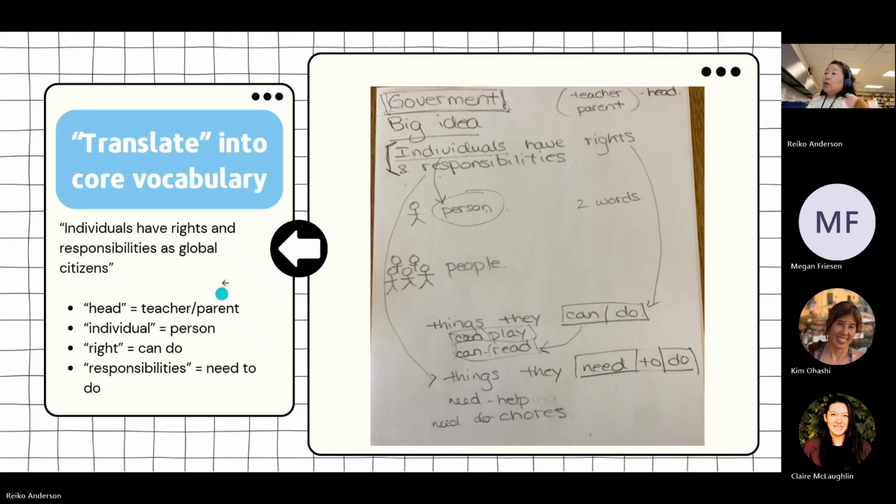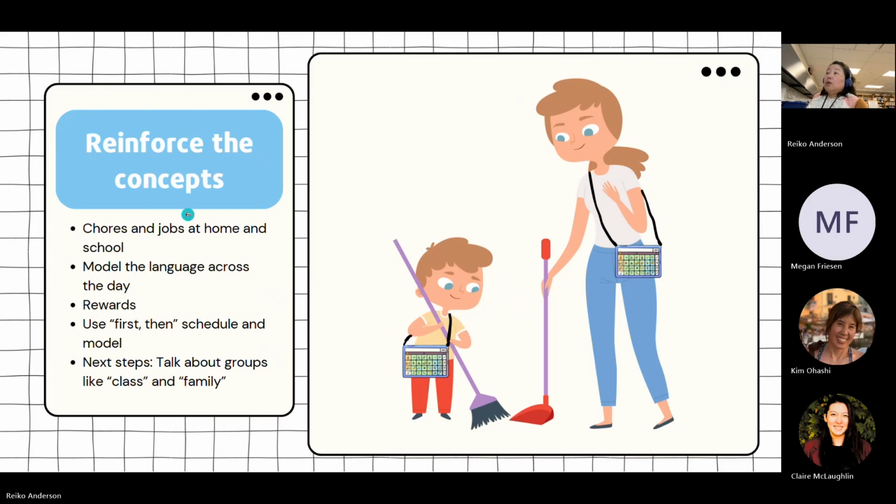So what we did was reinforce the concepts across everything, actually. So he had chores at home and school. We modeled that language throughout the day. He got rewards. We used first-then language to model that.